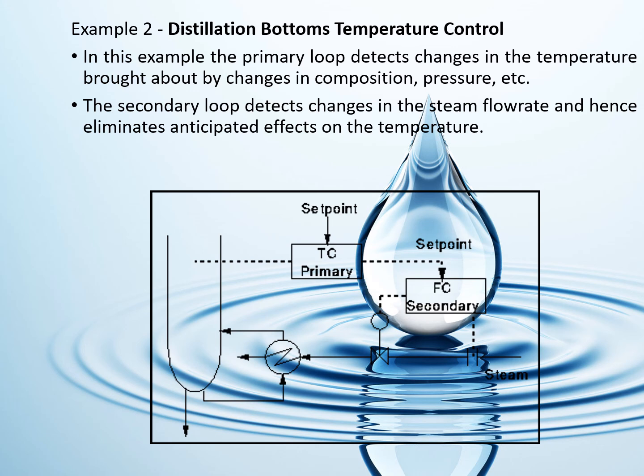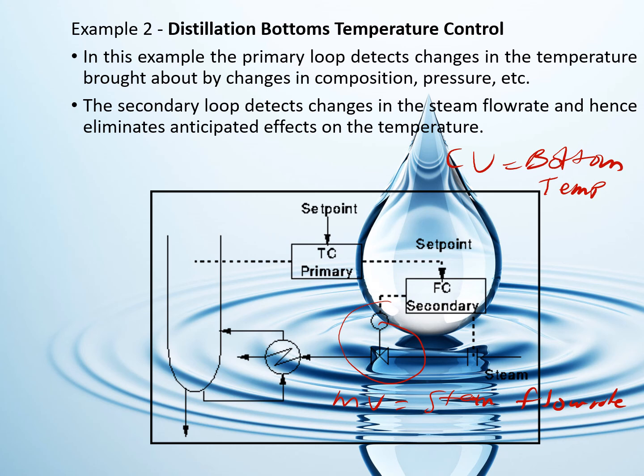Okay, now I move to the distillation bottom temperature control example. The main control objective here is to control the bottom temperature of the distillation column, and the control variable would be the bottom temperature. The manipulated variable would be, we can see where the valve is located, the steam flow rate, right?